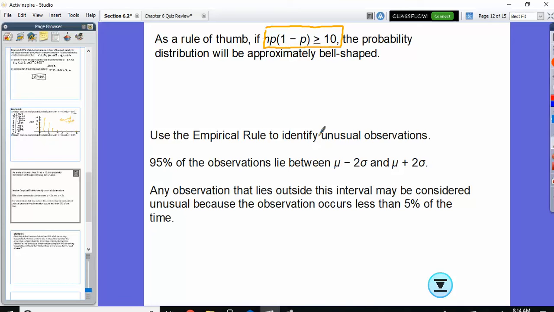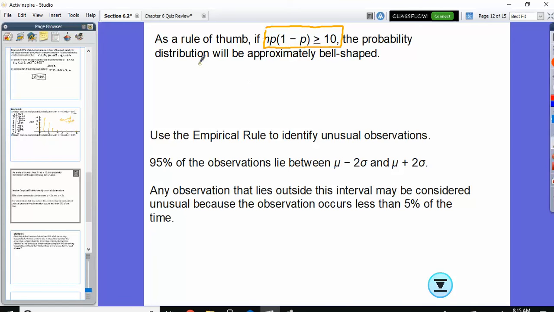If it's bell-shaped, then the empirical rule applies. And that's on our formula sheet. We've done the empirical rule before. And it told you that 95% of your data would fall within 2 standard deviations of the mean. So if I ask you if something is unusual, that means the probability is less than 5%. So anything that doesn't fall within that 2 standard deviations would be unusual.